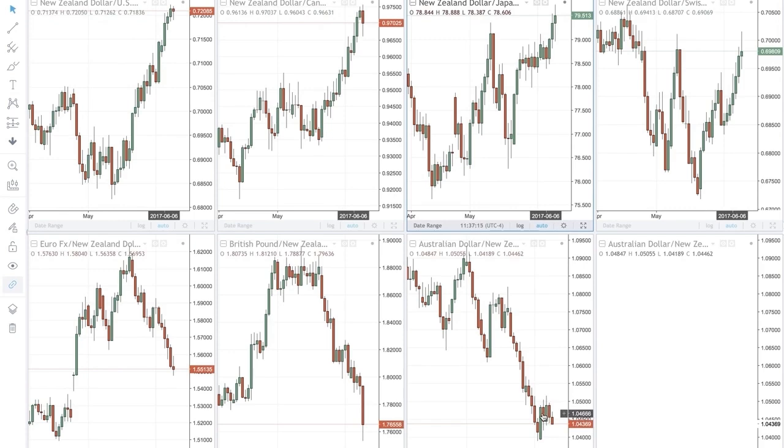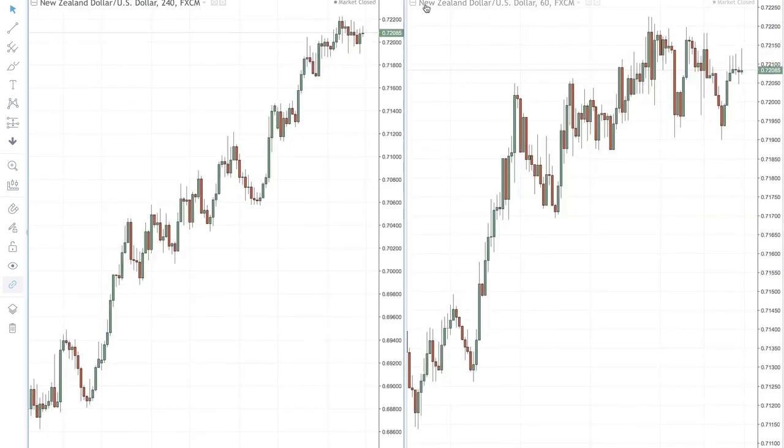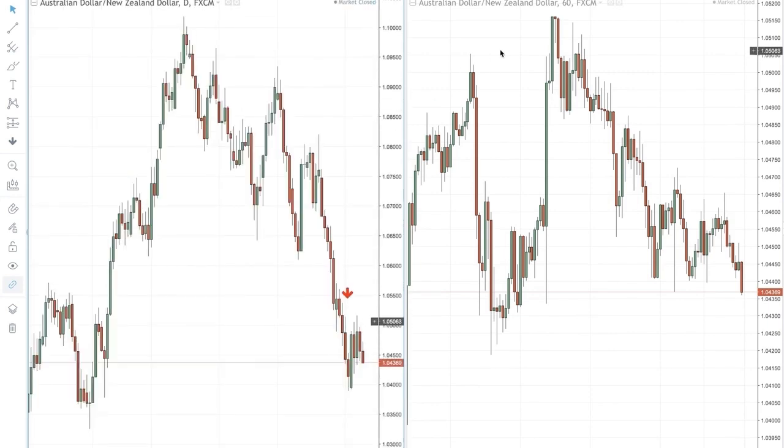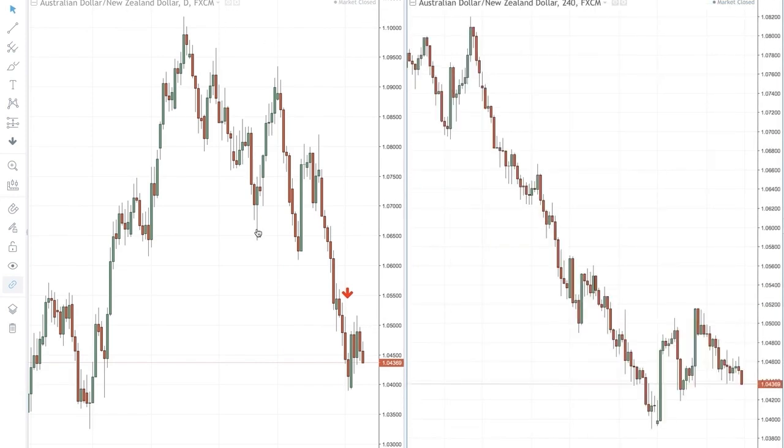Let's take a look at this one here, shall we? Aussie New Zealand. Okay, our job is to sell. Now if we're saying our job is to sell, and we're still looking at this based on the daily and 4 hours. Maybe I should put the daily on the left side, 4 hours on the right side.